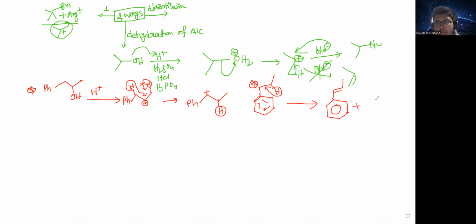Another isomer is possible. I have drawn trans. This is also possible, but trans is more stable, so this will be major. So a styrene type of compound is formed. This is the major product. So this is how we have to approach.